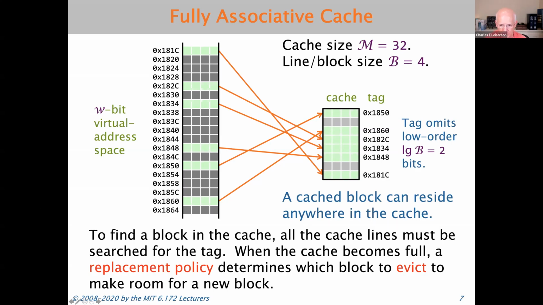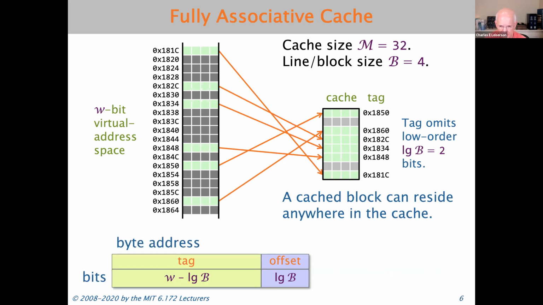So that's a fully associative cache. Its main disadvantage is that you have to search throughout the whole cache in order to find something. That's a scalability issue.